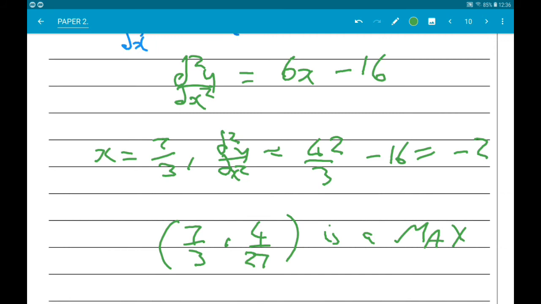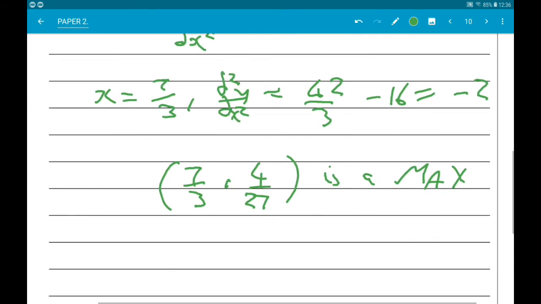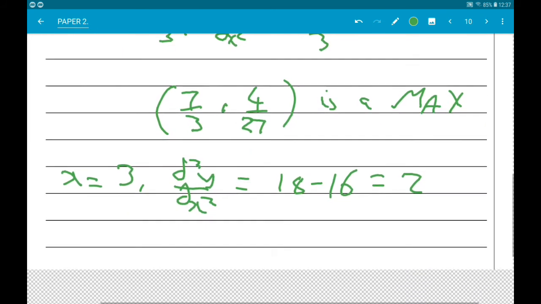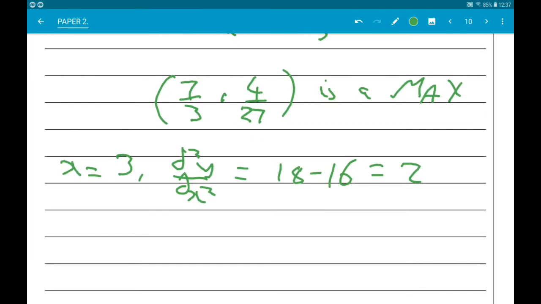And then when x is 3, we get 18 minus 16, which is 2. Now that's positive, so 3, 0 is a minimum.